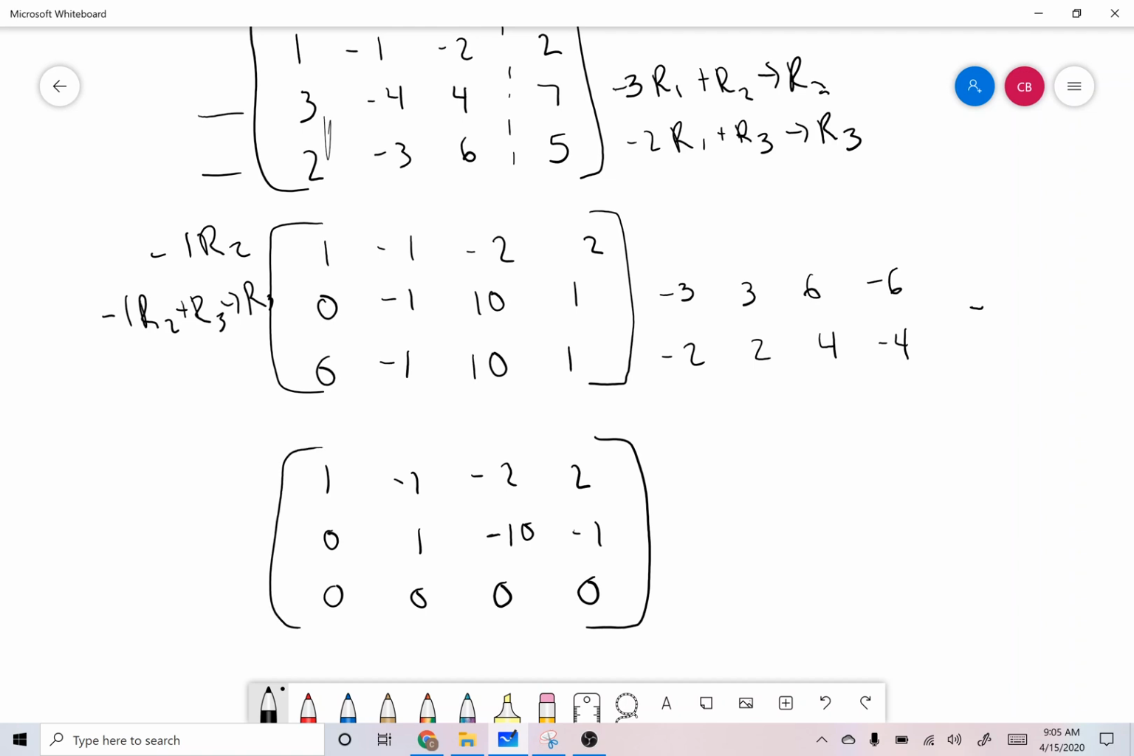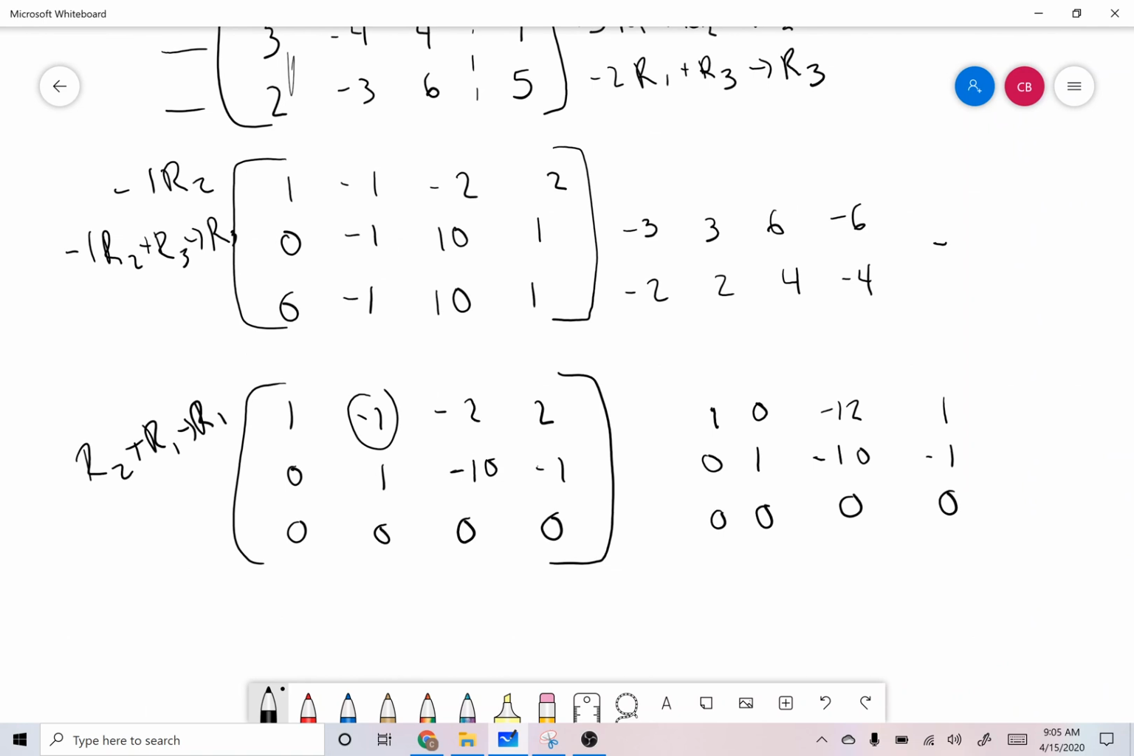And now it's not in REF form because we still need to get rid of this, so we can do that. Let's go row 2 plus row 1, yield row 1. So we're going to have 0, 1, -10, -1, 0, 0, 0, 0. And 0 plus 1 is 0. -1 plus 1 is 0. -10 plus -2 is -12. And -1 plus 2 is 1. Actually, no. Oh, yeah. We're good. I'm just adding these ones and these ones and these ones. Okay, that's all I'm doing is adding those.